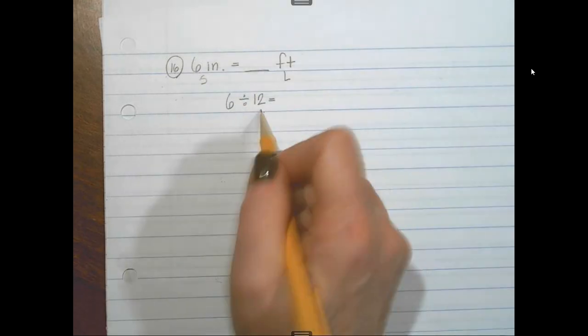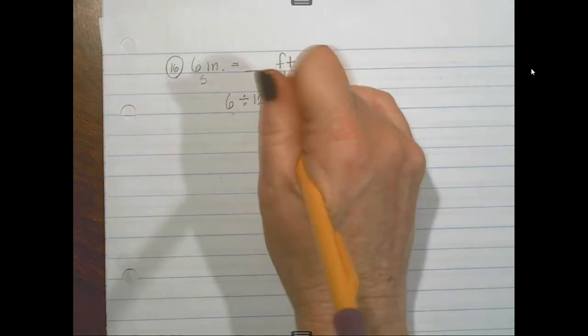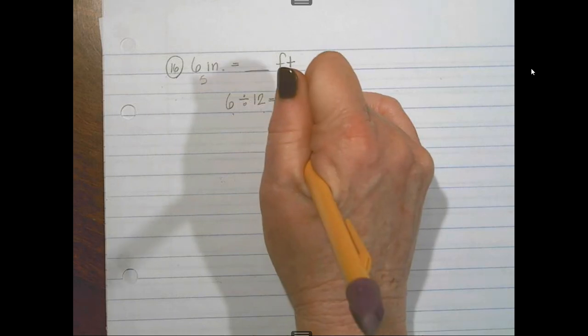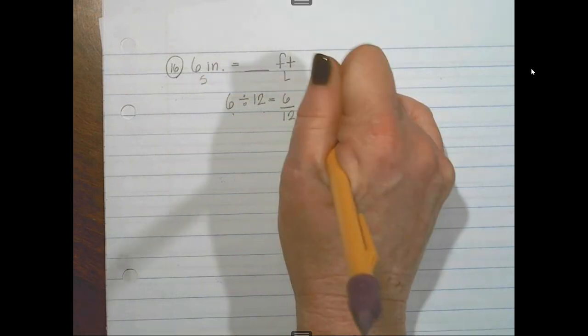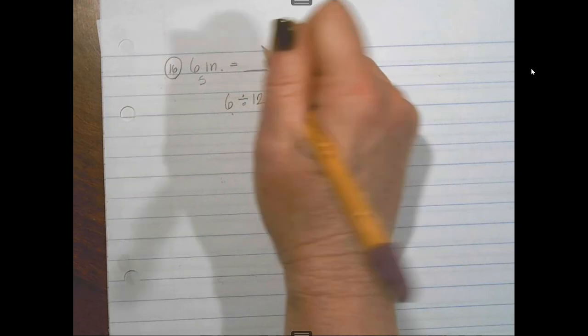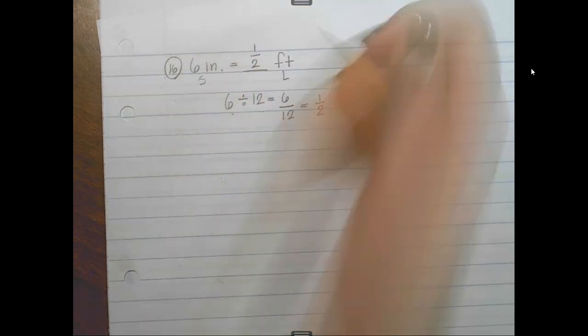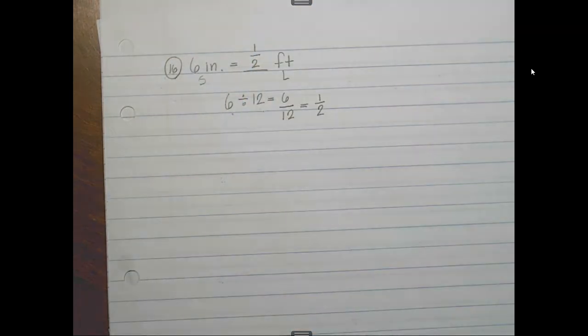So guys, we could write this division as a fraction. We know it's going to be less than 1 whole, and 6/12 equals 1/2. So 6 inches is half a foot. And that kind of makes sense to me if I think about it with number sense. 12 inches is 1 foot, so 6 inches would be half a foot.